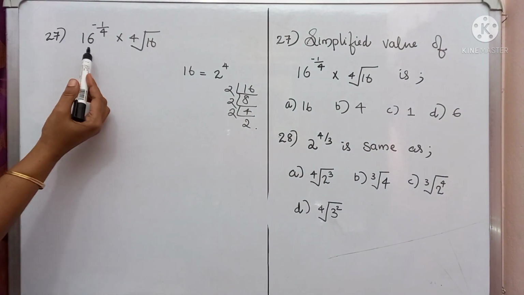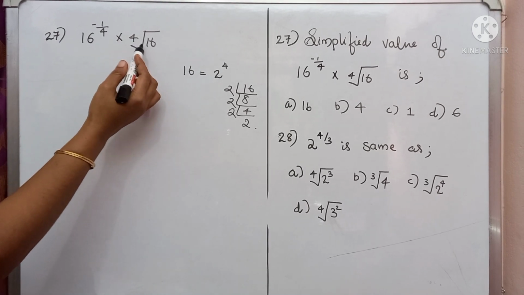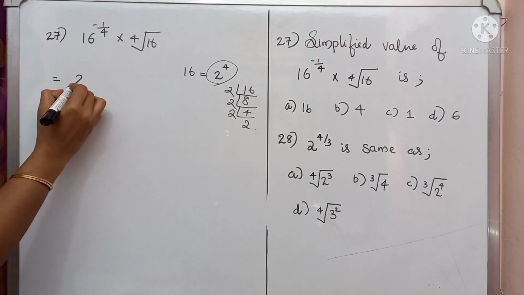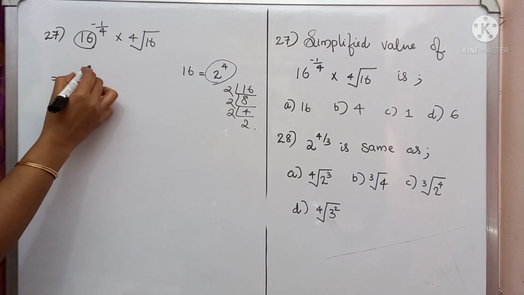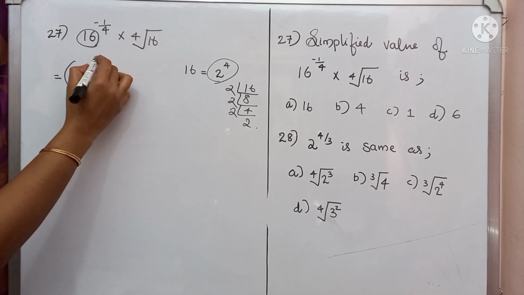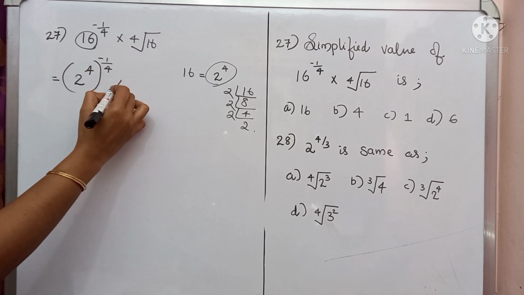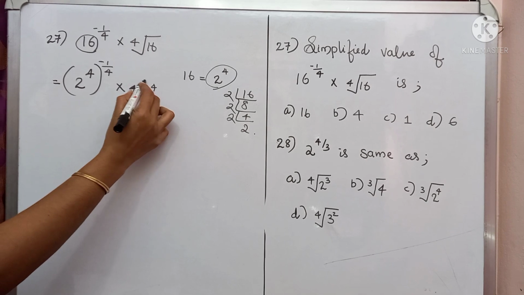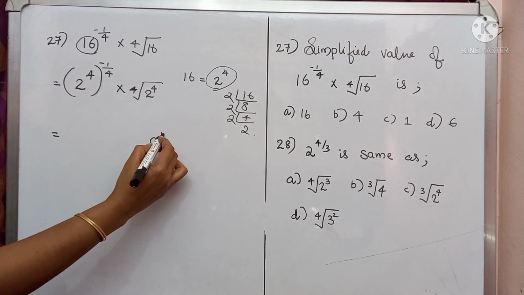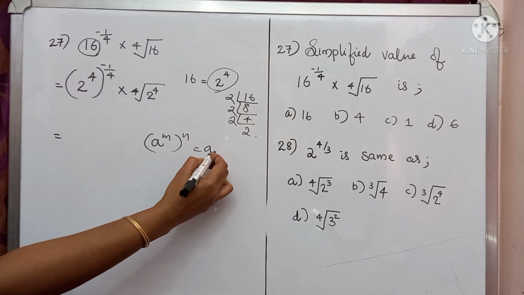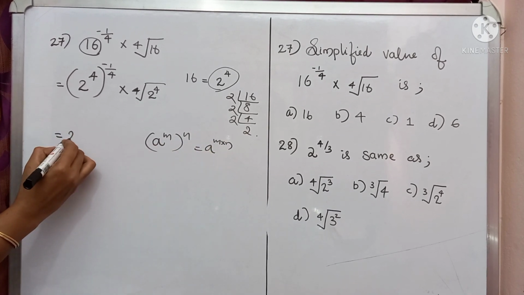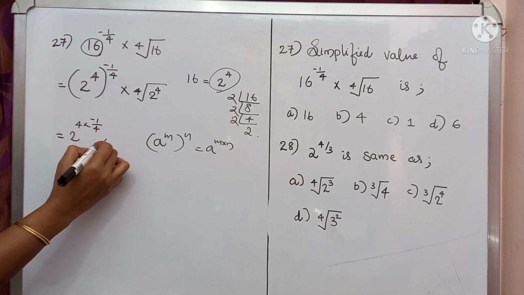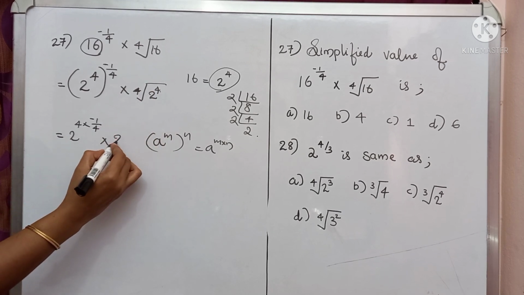27. Simplified value of 16 raised to minus 1 by 4 into 4th root of 16 is. We have to solve it. 16 raised to minus 1 by 4 into 4th root of 16. Instead of 16 we can write 2 raised to 4. So we are replacing this 16 by writing 2 raised to 4, the whole raised to minus 1 by 4, into 4th root of 16. 4th root of 16 we know it is 2 raised to 4. Then we can apply that law, a raised to m, the whole raised to n is equal to a raised to m into n. So it becomes 2 raised to 4 into minus 1 by 4, then into 4th root of 2 raised to 4 is 2.